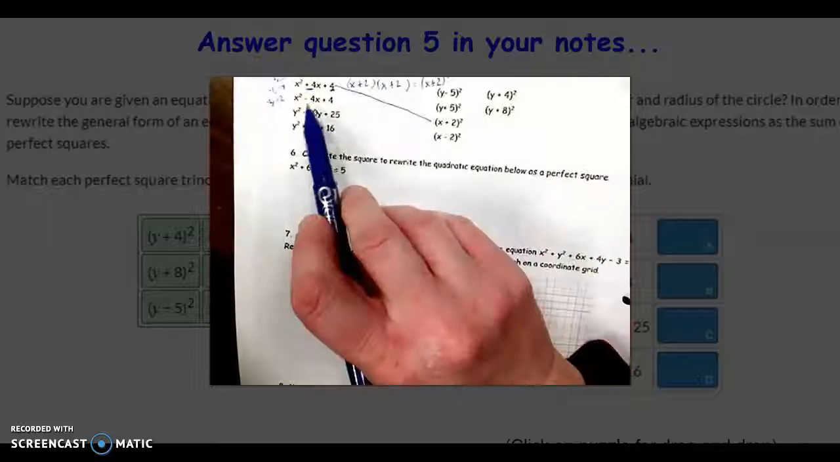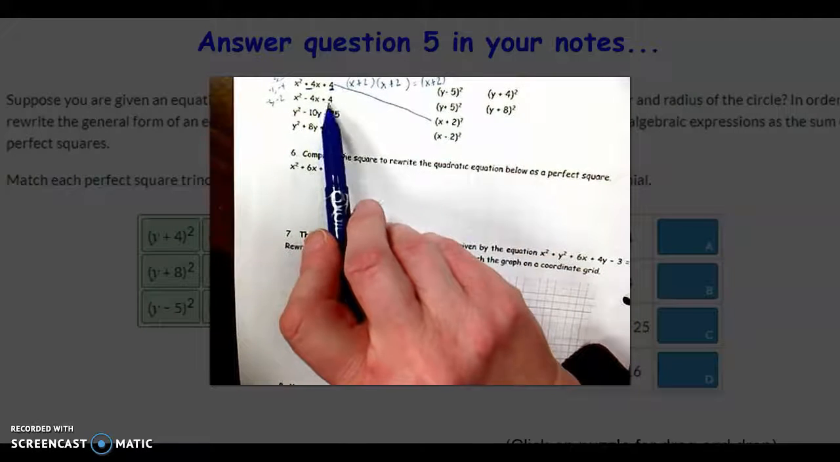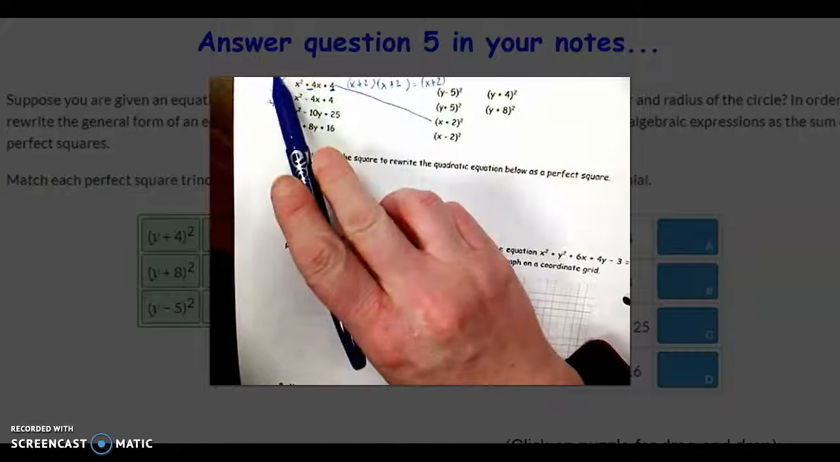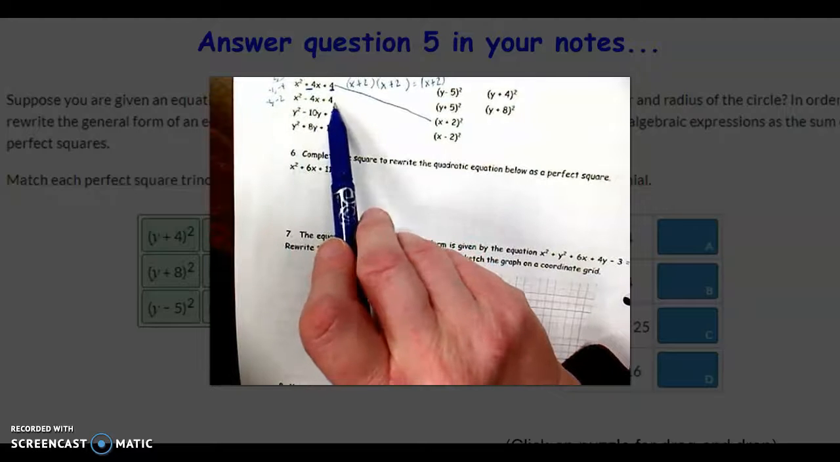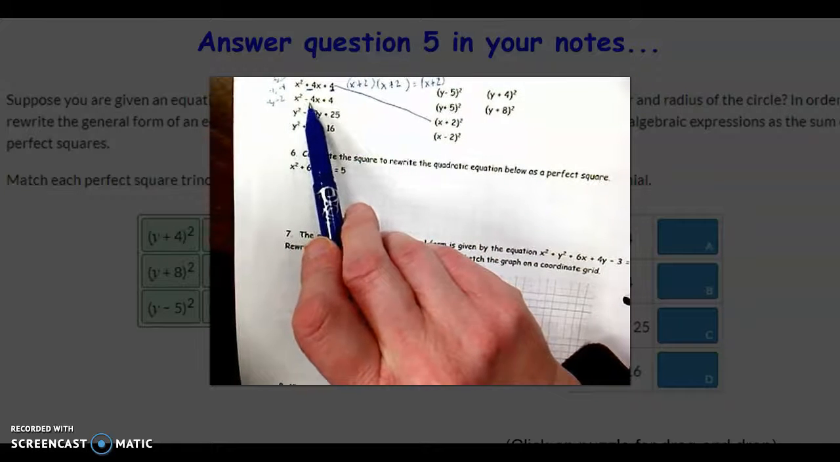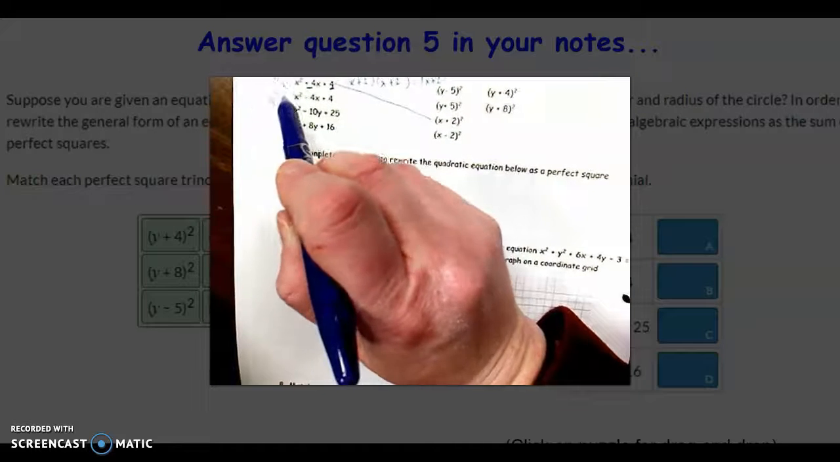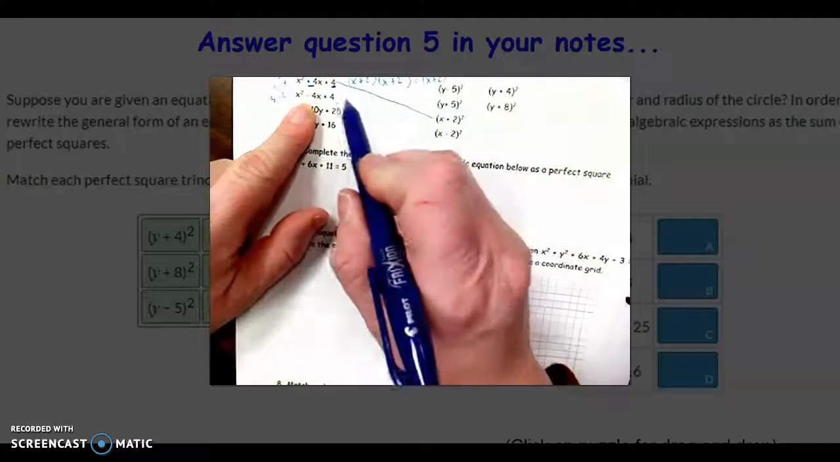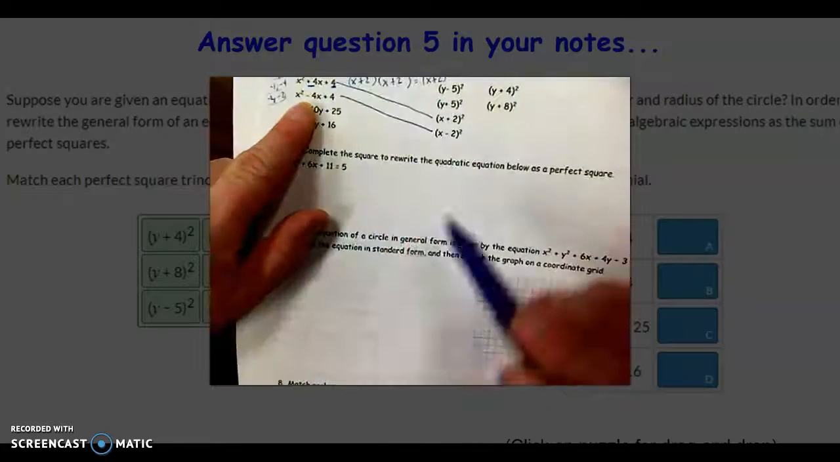So here, very similar, right? We still want numbers that multiply to get 4, so it's still these same pairs here. But this time we want them to add to get -4. So now we're using the -2's. So this would match up with x minus 2 squared.